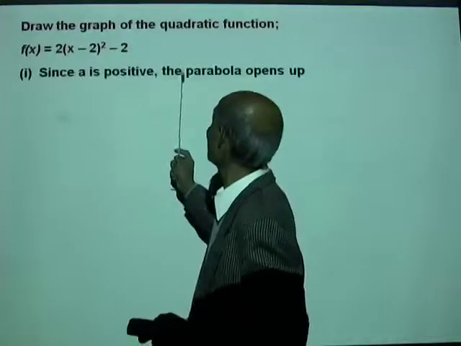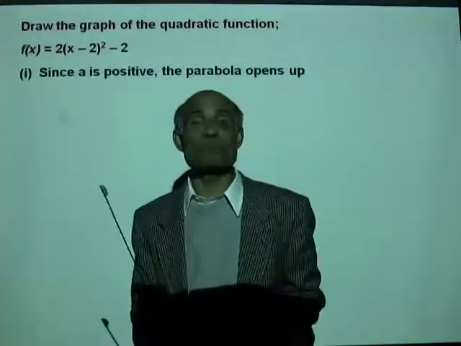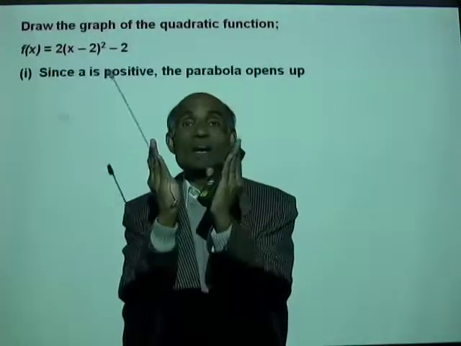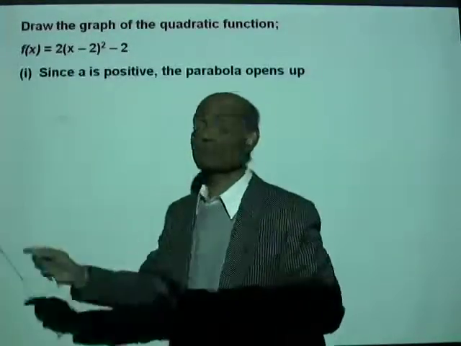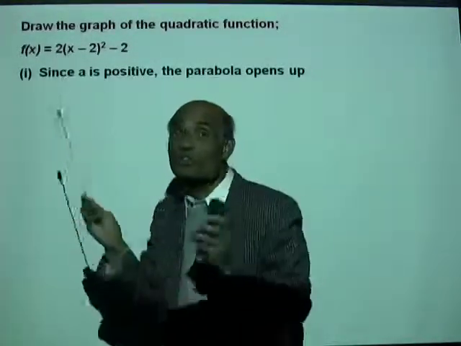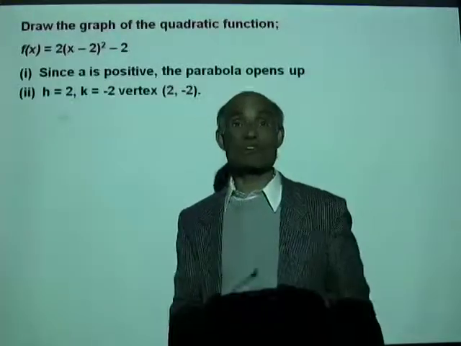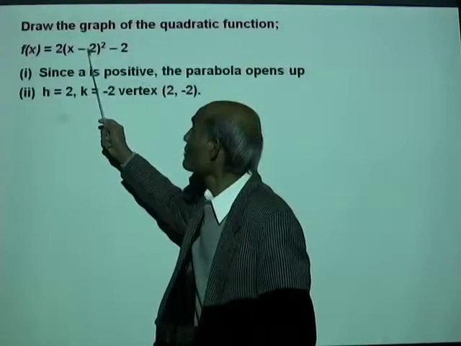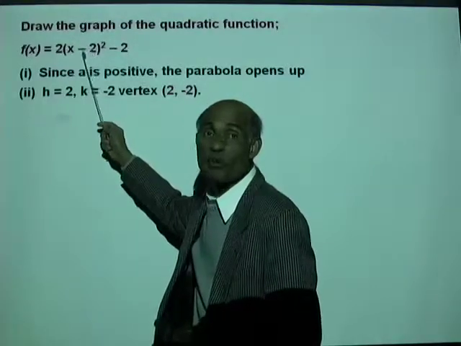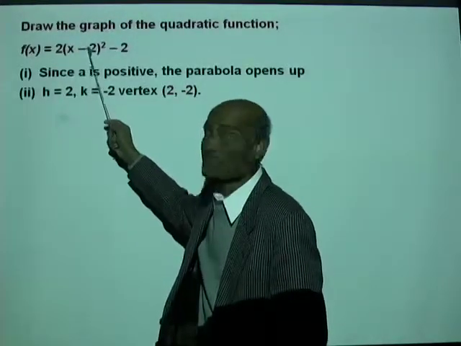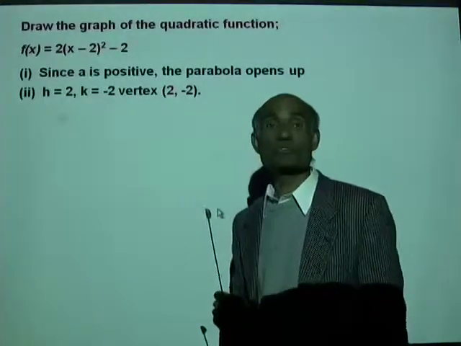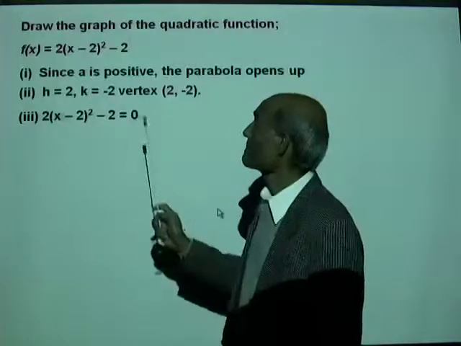a is positive, so the parabola opens up. Will it be a narrower or a broader parabola than the standard one? a equal to 2, it will be slightly narrower. All right, what is the vertex? The vertex, your h equal to positive 2, because the sign is negative. k equal to negative 2. The vertex is (2, -2).